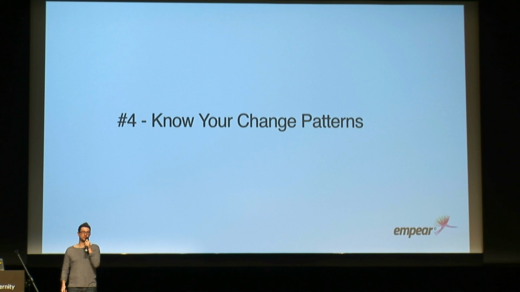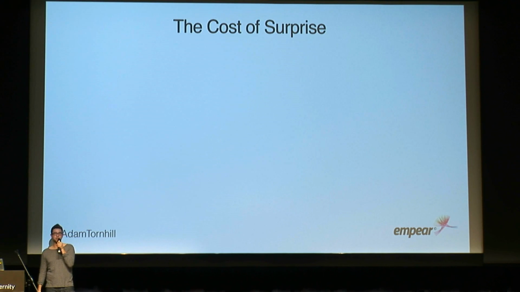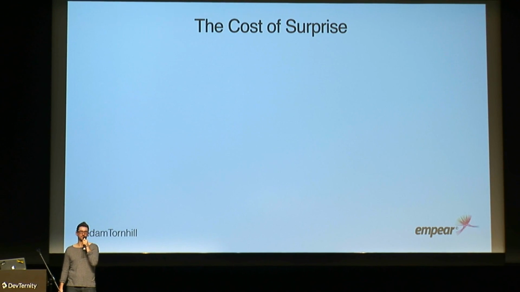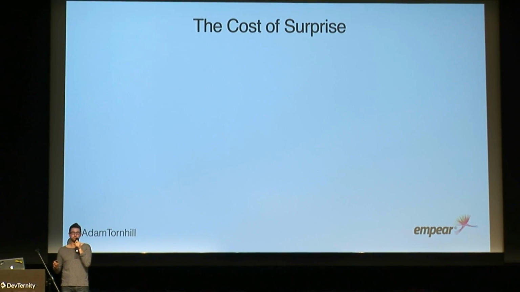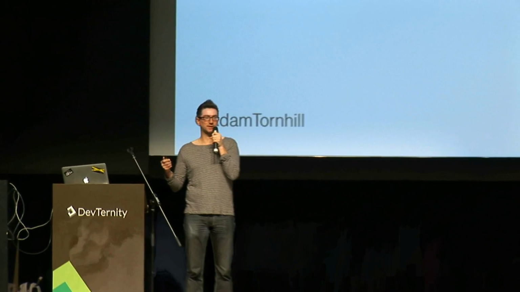So I want to show you how we can know your real change patterns in code. And I want to introduce this segment by talking about the cost of surprise. The reason I want to talk about surprise is because surprise is one of the most expensive things you can put into a software architecture. And there are different kinds of surprise. And I would like to show you the first kind of surprise by presenting what has to be my all-time favorite code.